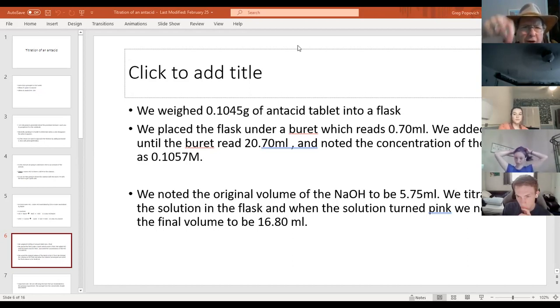I'm going to then take it over to my base. I'm going to note the original volume of my base to be 5.75 milliliters, and I'm going to titrate it. I'm going to keep on adding base until it just turns pink. When it just turns pink, I'm going to stop, and I'm going to note the final volume to be 16.80 milliliters. I also need to note the concentration of the base.